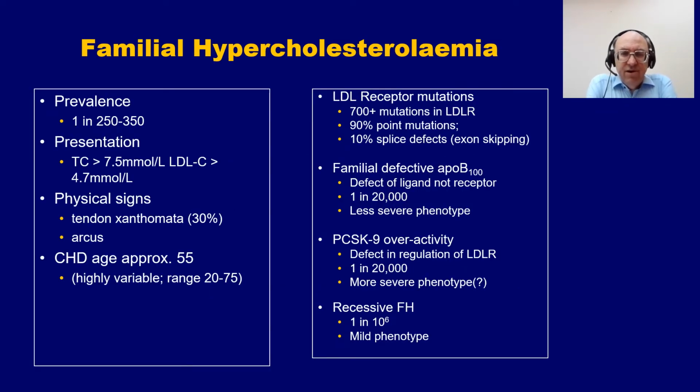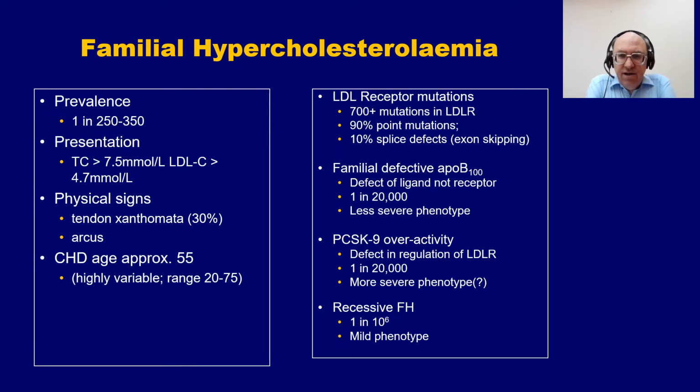Familial hypercholesterolemia, as it's taught in the textbooks, is a reasonably straightforward disorder. You have a high total cholesterol, and in particular raised LDL cholesterol. You have physical signs with deposition of cholesterol in tendons and around the ring of the eye, and you have a strong family history of premature coronary artery disease, usually before around age in the 50s.